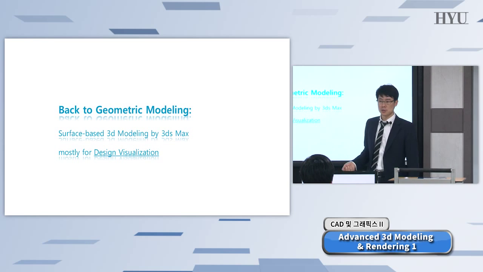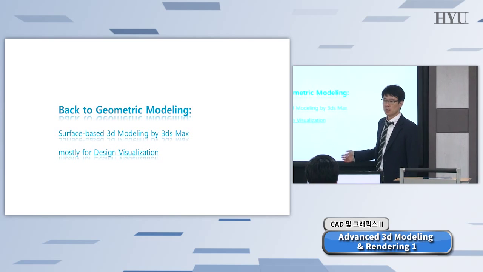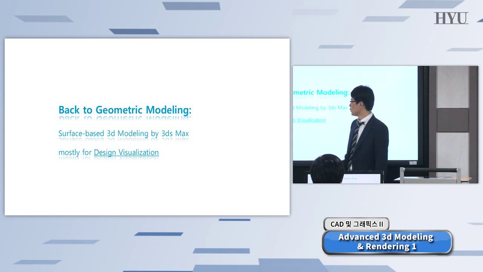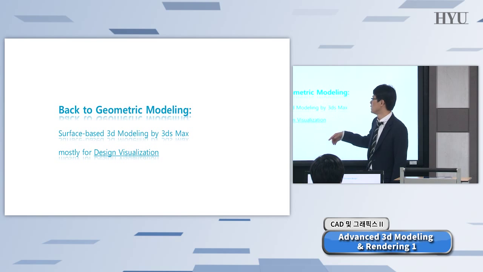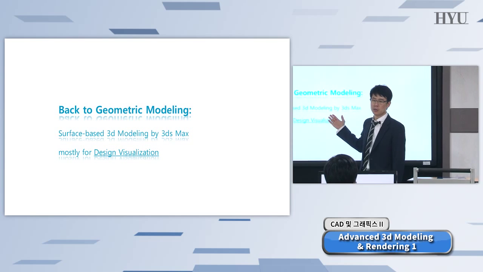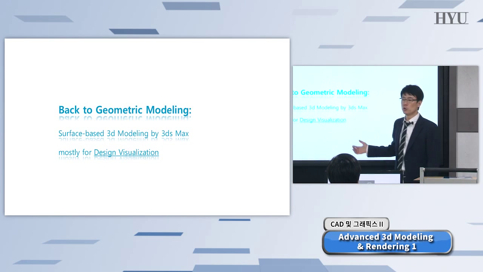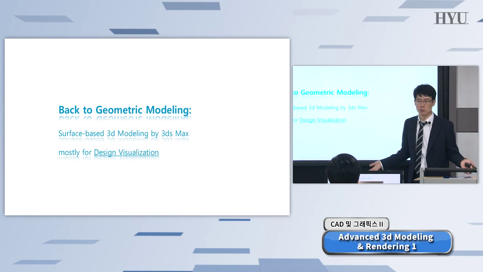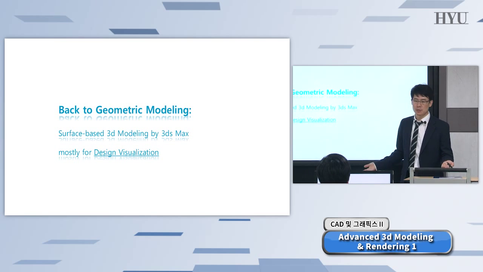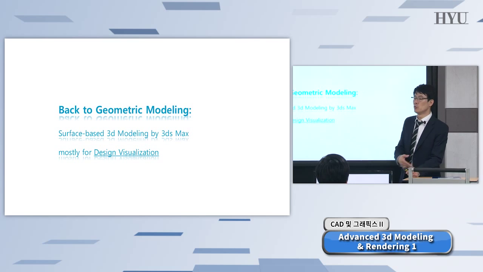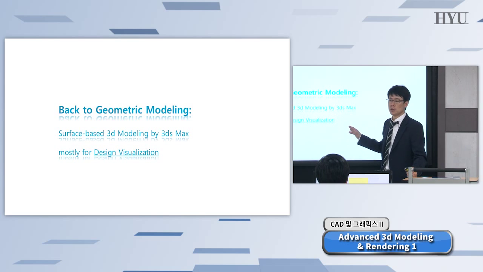Because our focus is sometimes only visualization and concept development, not real construction. So for design visualization, we still need to use surface-based 3D modeling. This means we don't need to build the entire exterior wall or structural things and mechanical systems when you are working on some decorations or special locations, layouts, and so on.